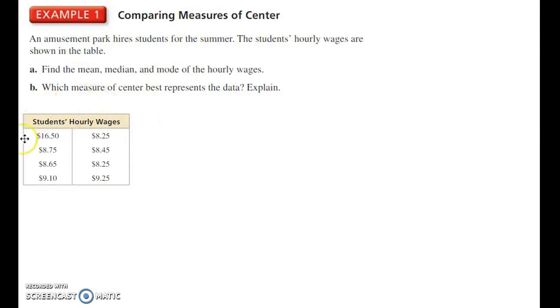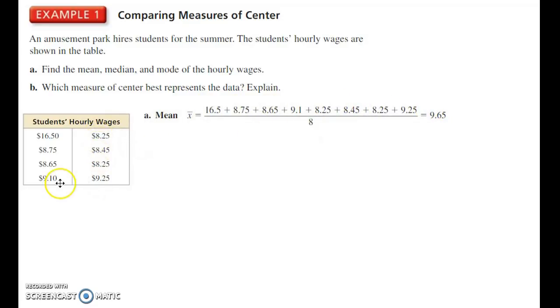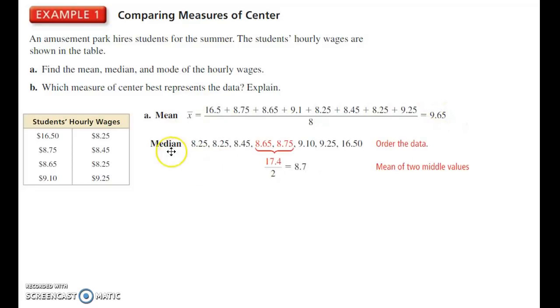Mean, median, mode. We've got these hourly wages for students at an amusement park. Okay, these are their wages. We want to compare mean, median, and mode. So the mean is where we add them all together, and then we divide by how many there are. There are 8 values here. Add them all together and divide by 8. X bar is the mean. That gives us $9.65.